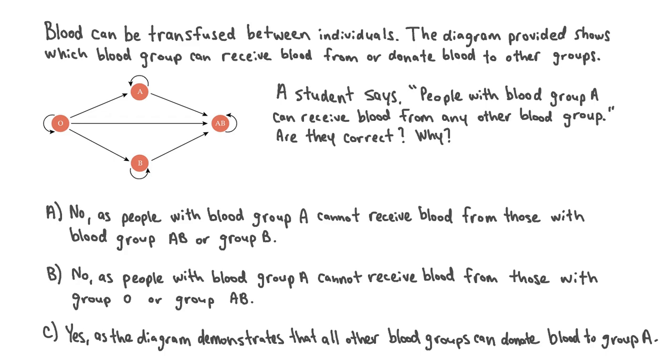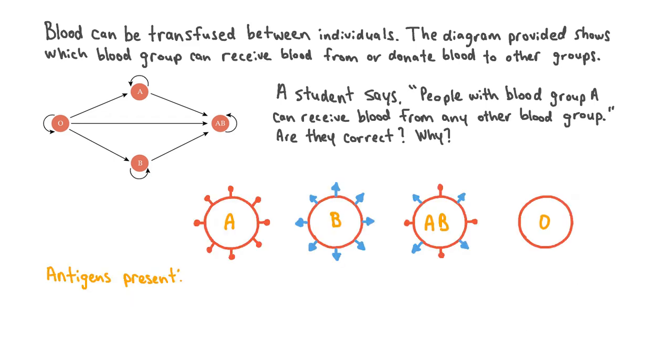In order to answer this question, let's look at how these different blood groups are classified. Before we can do this, let's first clear the answer choices so we have more room to work with. There are 4 different blood groups, A, B, AB, and O. Someone with blood group A has red blood cells with type A antigen present on their surface. Someone with blood group B has red blood cells with type B antigens present on their surface.